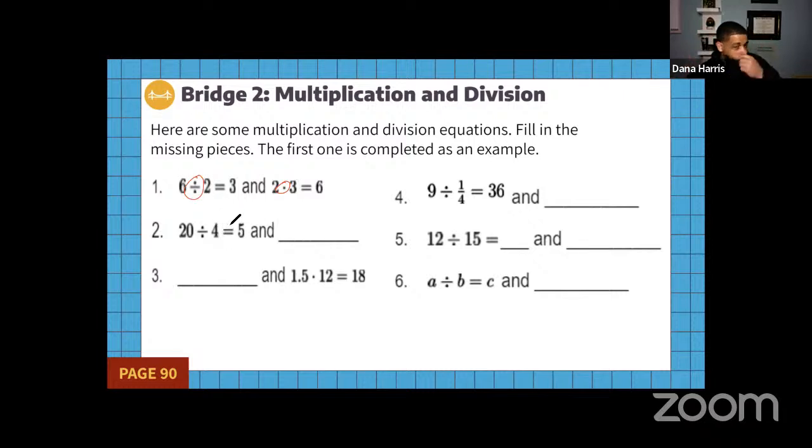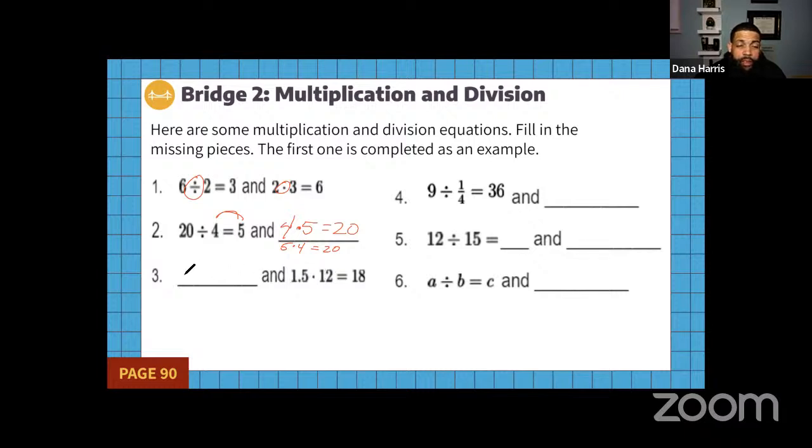So we start out with 20 divided by 4 equals 5. So we want to use a multiplication equation. And we want to take these two numbers. So you could say 4 times 5 equals 20, or you could say 5 times 4 equals 20. Same thing.